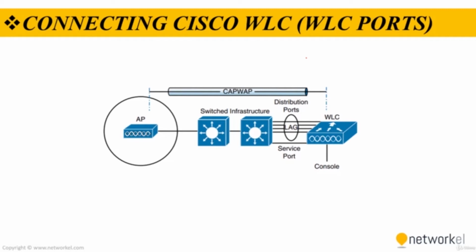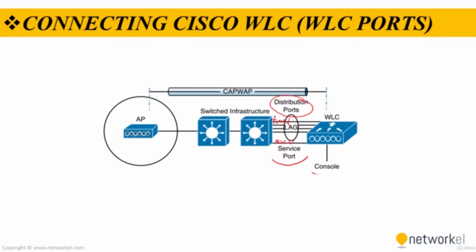You can connect several different types of controller ports to your network, as you can see on the screen. Here we have the service port. This port is used for out-of-band management, system recovery, and initial boot functions. It always connects to a switch port in access mode. We also have distribution ports. These ports are used for all normal access point and management traffic, and usually connect to a switch port in trunk mode. So here is mostly trunk, and here are the access ports.